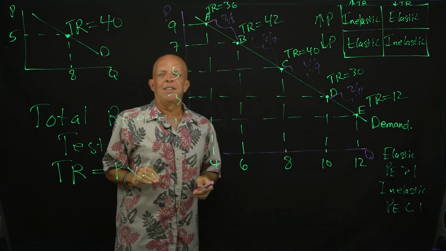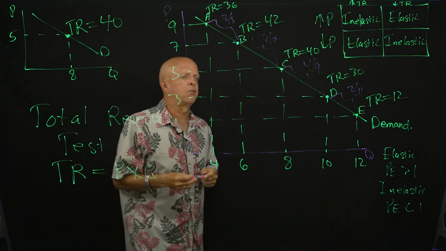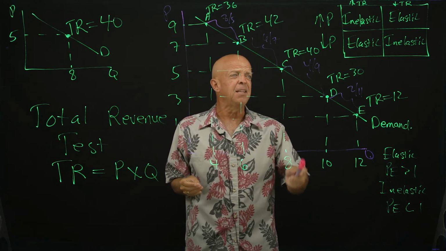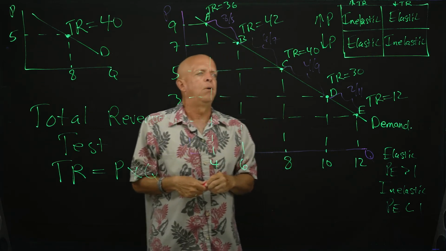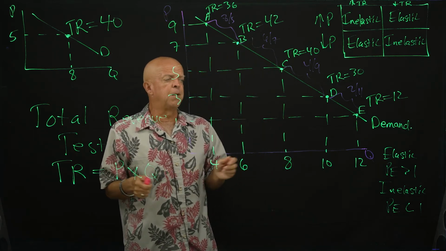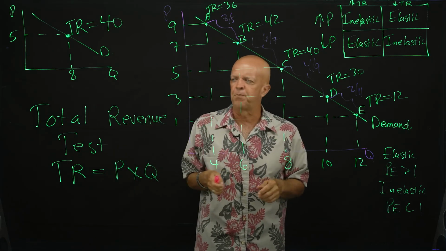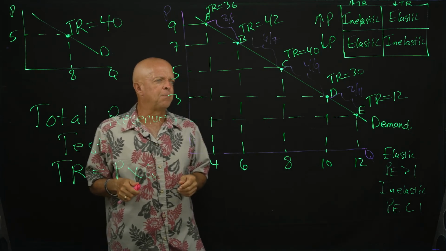This also shows that the elasticity changes along a straight line, unlike slope, which does not change along a straight line. And that's because we're using percentage changes, and slope does not necessarily use percentage changes. So our bases are different. So I believe that's it. That is our total revenue test.